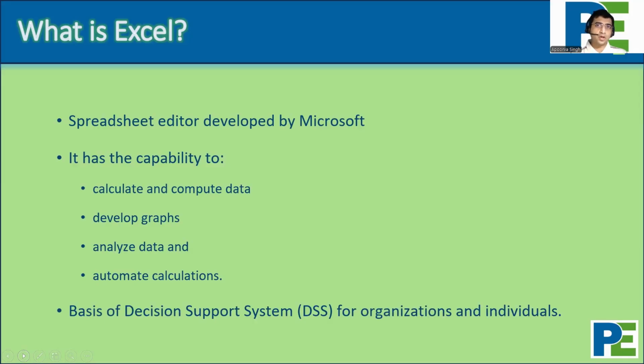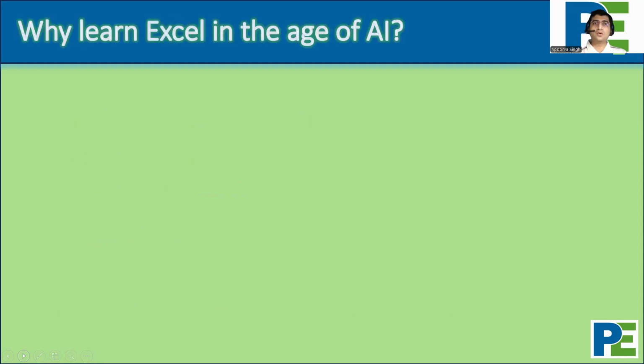Excel is a very important tool which works as a basis of decision support systems for organizations and individuals as well. So let's see why we need to learn Excel. Now let me ask you this question. Why do we run? Why do we cycle if we have cars and buses and trains and flights? Well, the reason is that all of these have different utilities.